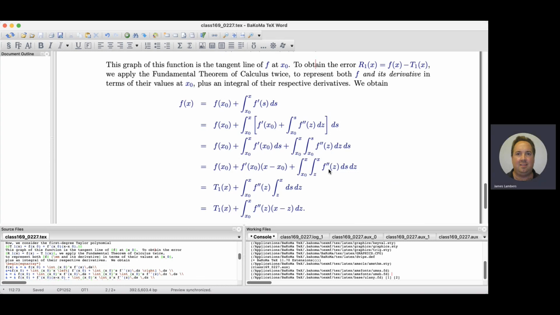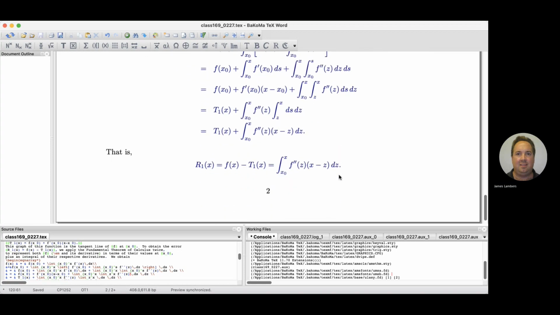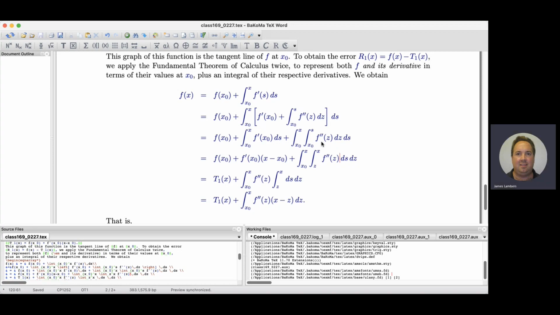Well, actually, sorry. I'm not interchanging any order of integration just yet. Notice that f double prime of z does not depend on... hold on a second. Okay, sorry. It's been a long time since I've looked at these notes in this detail.